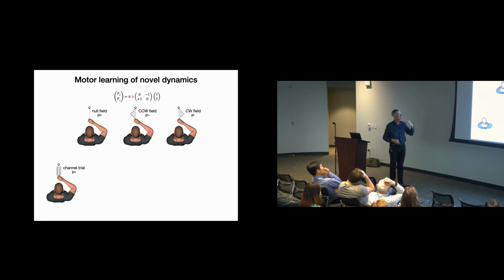Okay? And the way we assess learning is we could look at how far you're pushed off the path, but we don't do that for a couple of reasons. One is that it's affected by how much you co-contract your arm, and we can't actually quantify how much you've learned by looking at how far you deviate.